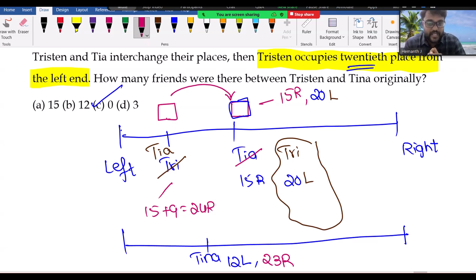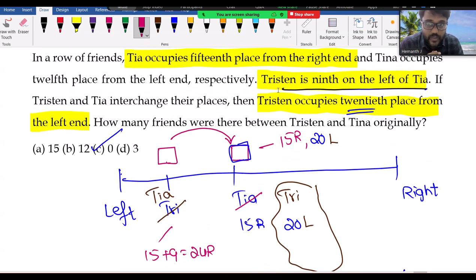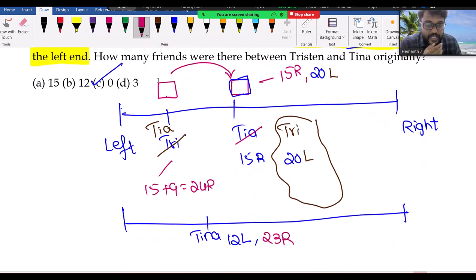See this. In the question, I know Tina is 12th from left end. I can say 23rd from right end also because I know the total number of people. How I know the total number of people: this seat is 15 from right side and 20th from left side, means total number of people is 15 plus 20 minus 1, 34. Here also 12 plus 23 minus 1, 34 will satisfy. So Tina is here, original place. Now the question is, originally how many friends are between Tristan and Tina?